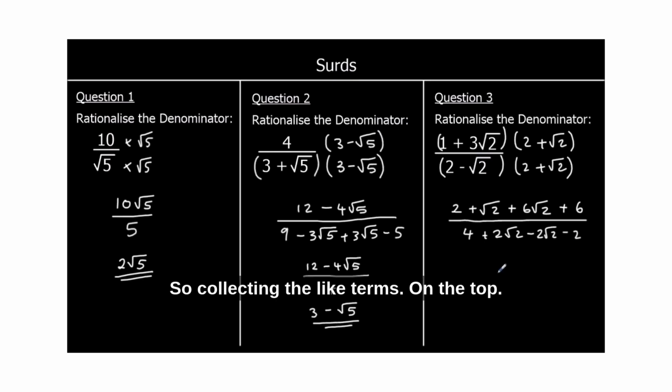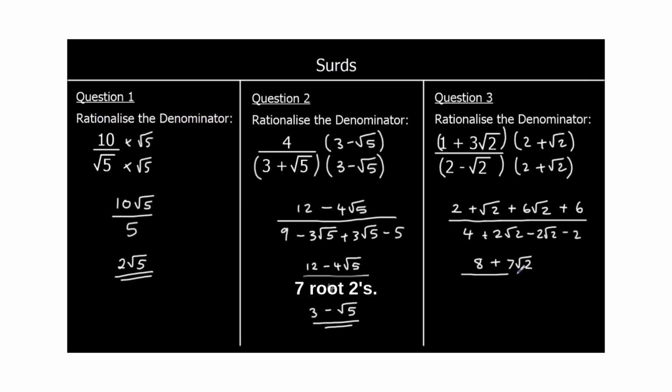So collecting the like terms, on the top we have 2 plus 6, which is 8. And we've got root 2 plus 6 root 2s, so 1 plus 6, 7 root 2s. On the bottom, our middle bit cancels out, so we've got 4 minus 2, which is 2. And that's as simple as it can get. So we can't divide both the top terms by 2, so we're going to leave it as (8 plus 7 root 2) over 2.